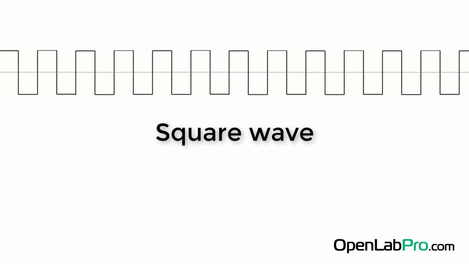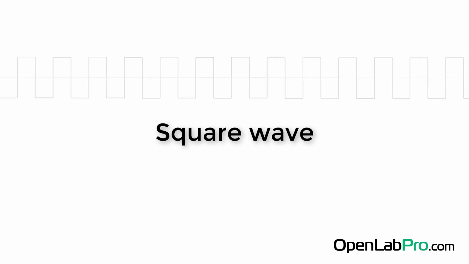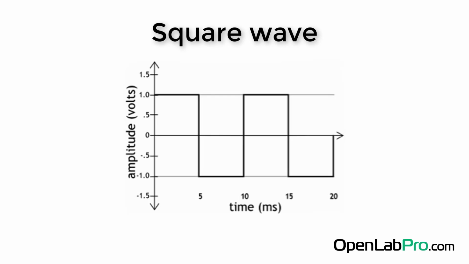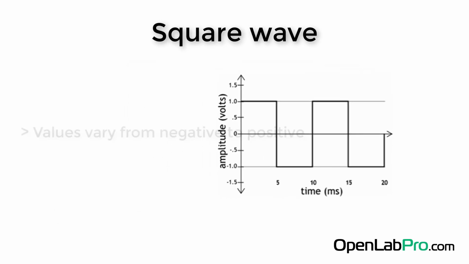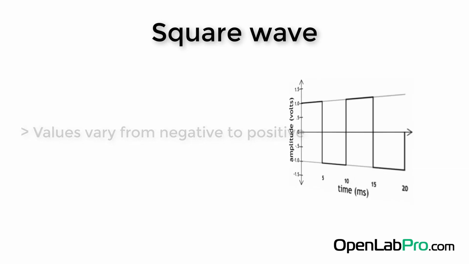In this video, we will be discussing square waves. So, what is a square wave? Basically, a square wave is a non-sinusoidal wave which changes its amplitude abruptly in between two fixed values. These values can vary from negative to positive within the range of supply voltage used in an electronic system.